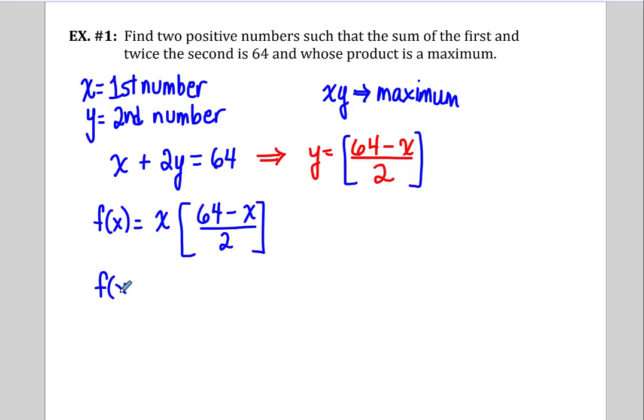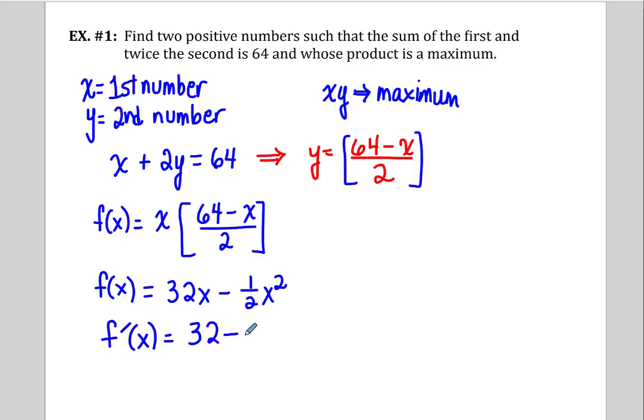So simplifying this, we get 32X minus a half X squared. That's my product. I'm going to maximize the product. So if the product needs to be maximized, we would need the derivative of the product, which would be 32 minus X. So when is the derivative equal to 0? When 32 minus X equals 0. So that's my critical number.